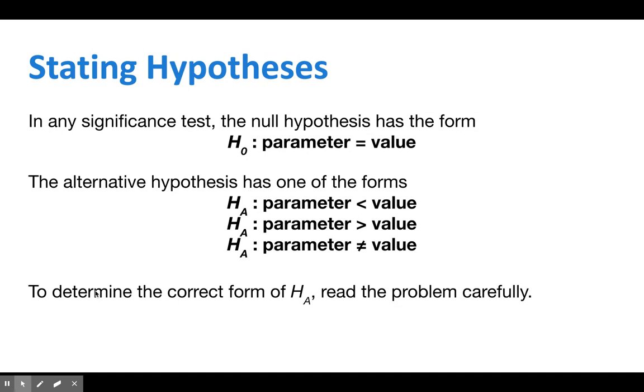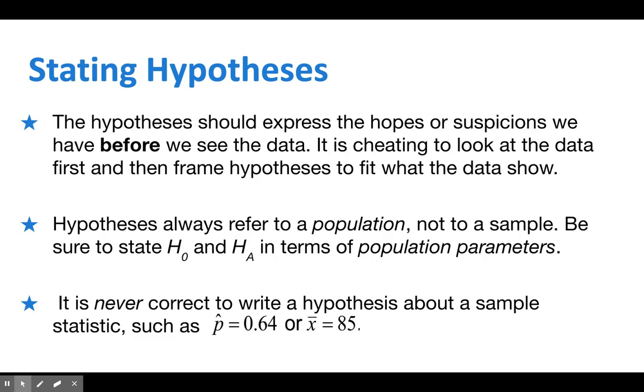And so to determine the correct form of the alternative hypothesis, that's going to come down to just reading the problem carefully and making sure you understand what the claim is, because the claim will be the alternative hypothesis. The hypothesis should express the hopes or suspicions we have before we see the data. It's cheating to look at the data first and then frame the hypotheses to fit what the data show.